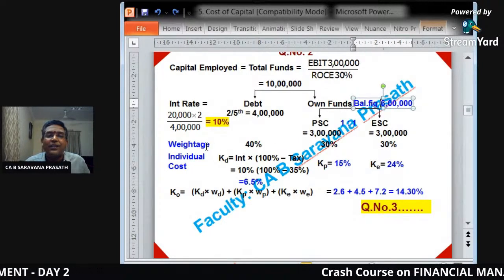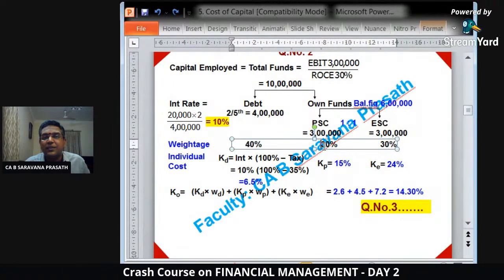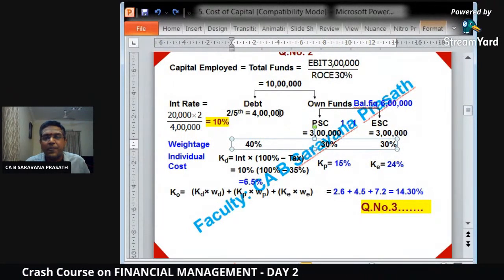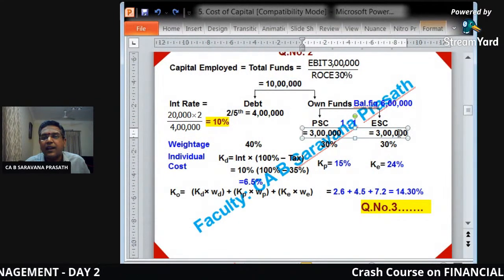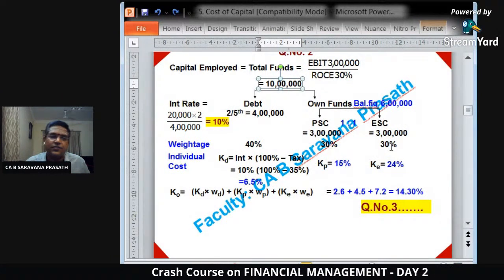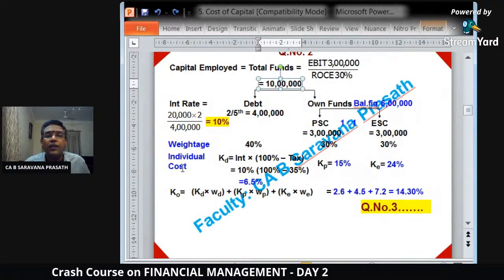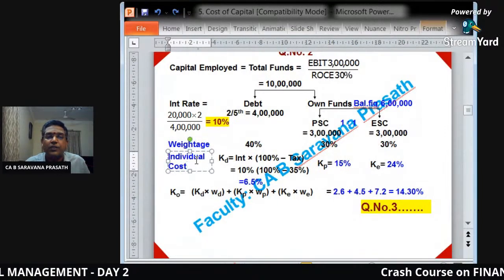Now, what is the weightage of these three numbers? 40%, 30%, 30%. 4 lakh by 10 lakh, 3 lakh by 10 lakh, again another 3 lakh by 10 lakh. So 40, 30, and 30%. Now, what is the individual cost of each item? Weightage is calculated. What is the individual cost?